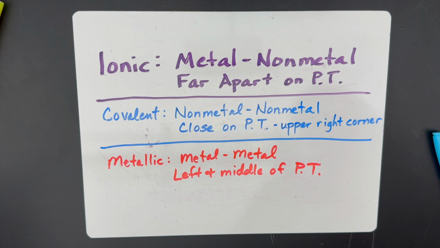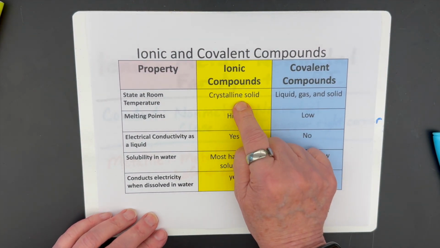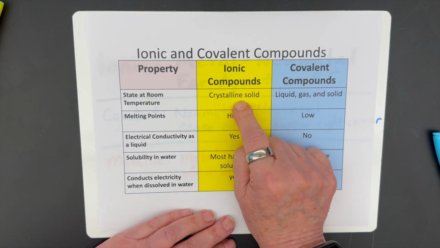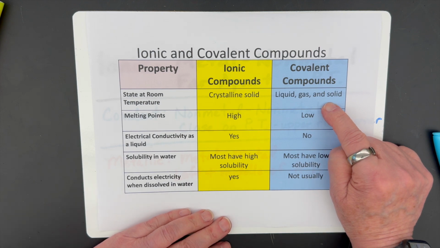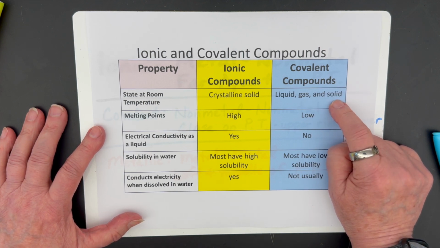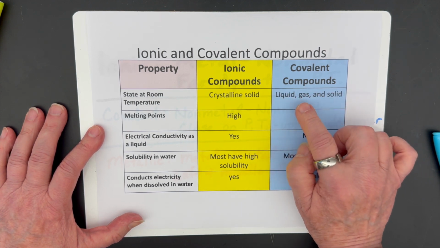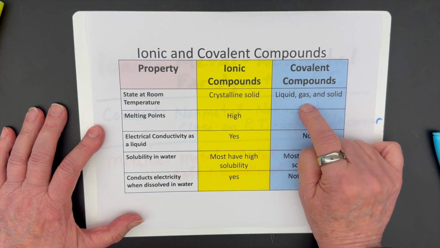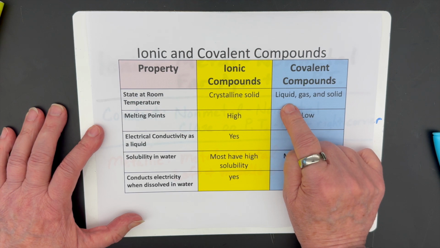If we compare that to a covalent compound, remember our ionic compounds are crystals in their solid form. But covalent compounds tend to be liquids or gases. Sometimes they're solids, like table sugar is a covalent compound, and it's a solid at room temperature. So it can be in any of these different forms, but if it's a liquid or gas, it's probably a covalent compound. So at room temperature, think about water. Water is a liquid at room temperature, and that is a covalent compound.